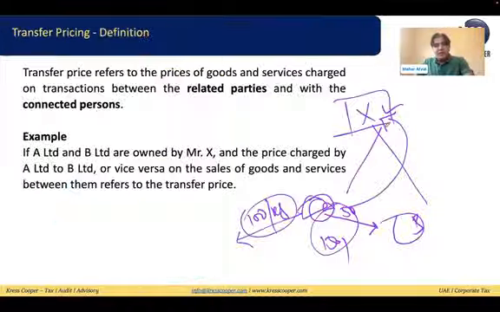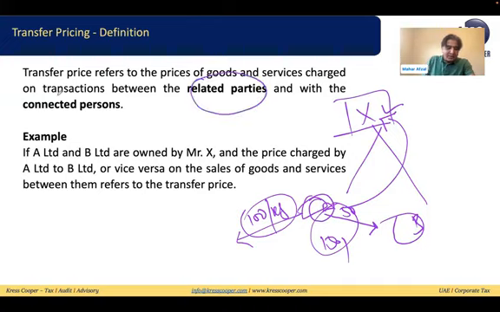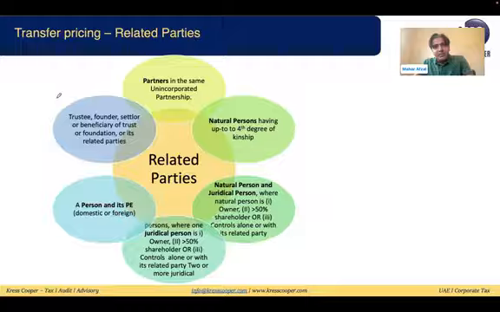So I used the words related parties and connected persons. What are the related parties and what are the connected persons? The important thing is what are the related parties. The related parties have been defined in the UAE corporate tax law. They said related parties are partners in the same unincorporated partnership. Natural persons having a fourth degree of kinship. We'll discuss what this fourth degree of kinship is. Natural persons and juridical persons, where the natural person is the owner of 50% or more shares, or 50% or more control by the individual natural person of the juridical person.